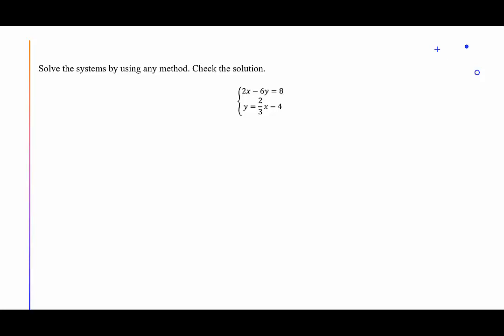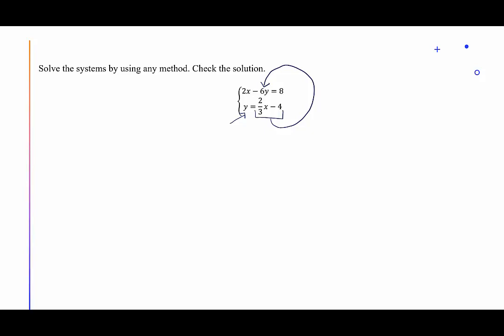Okay, for our last example, do you see which method is going to be the better method to use? Say it with me. Substitution. Why do I know substitution is the better method? Because the second equation already has y by itself. So what we're going to do is take what y is equal to, 2/3 x minus 4, and substitute it in that first equation where we see the variable y. You could multiply that second equation by 3 and use elimination, that's fine, but I think that's going to be a little bit more work than the substitution.